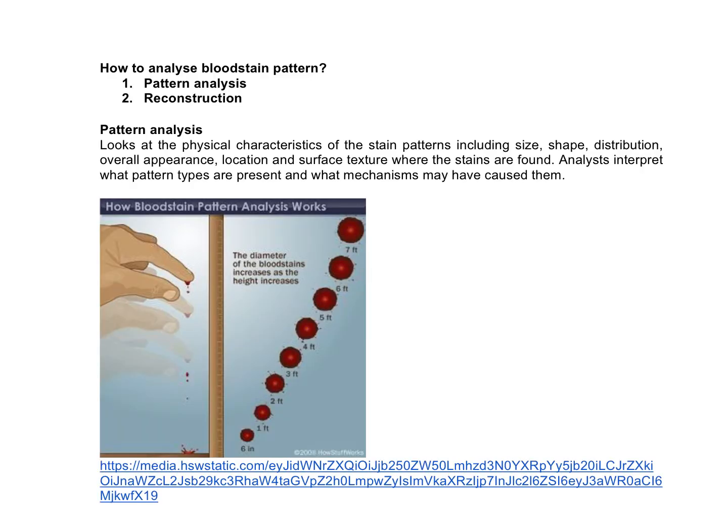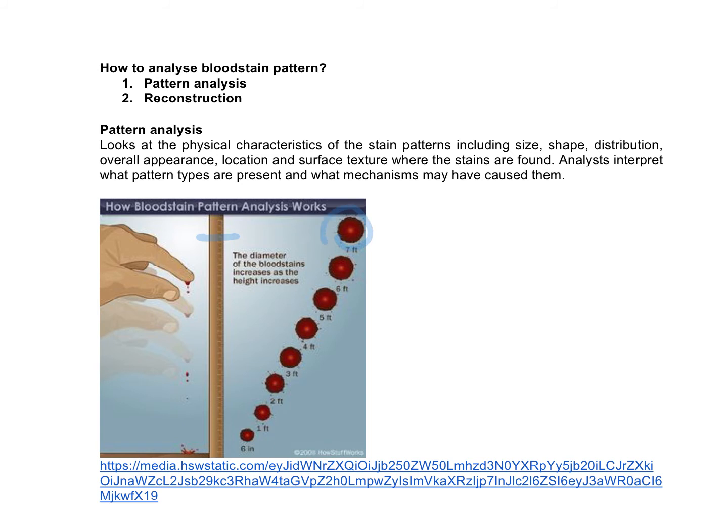Alright, how to analyze blood stain patterns? One is pattern analysis. Two is reconstruction. Pattern analysis looks at the physical characteristics of the stain patterns, including the size, the shape, the distribution, overall appearance, location, and surface texture where the stains are found. Through all this, the analyst can interpret what pattern types are present and what mechanism may have caused them. In this picture, it tells you that the diameter of the blood stain increases as the height increases.